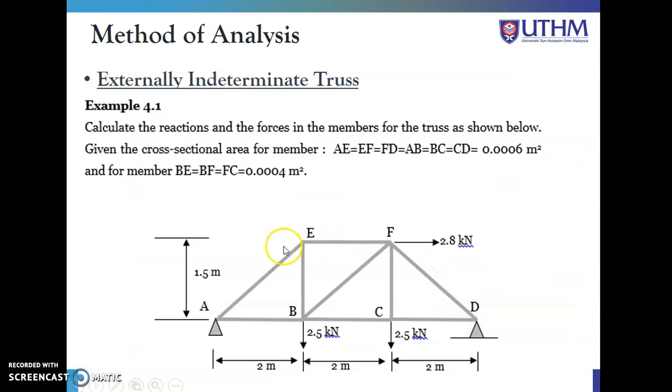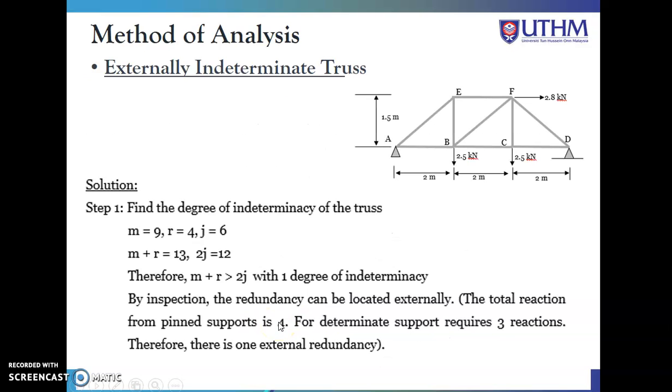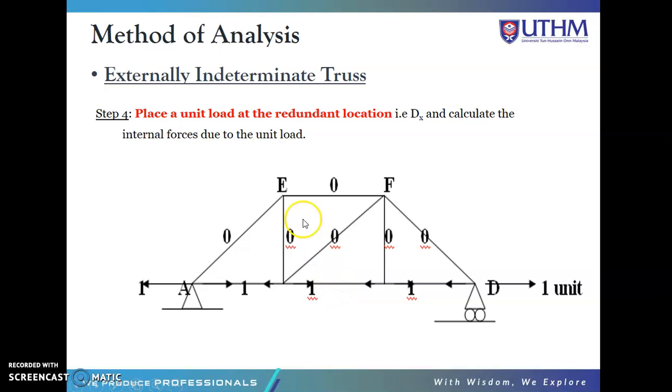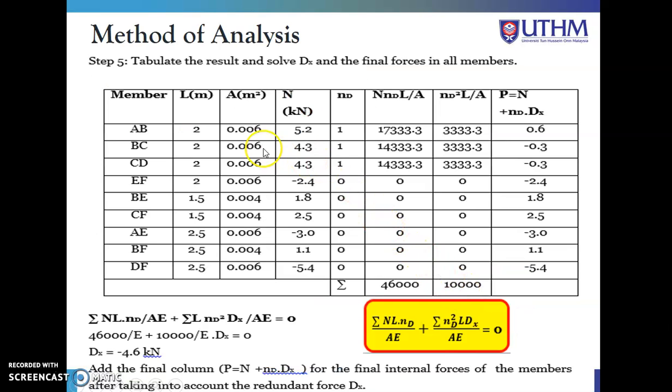Okay, for example in this case, kita dah calculate dia punya determinate. Okay, so step 2 kita removekan. Itu bila kita remove, dia jadi determinate. So kita kira macam biasa, like the previous chapter, and the sum. So kita replacekan one unit load dekat mana yang kita location redundant reaction itu. Okay, so kita boleh buat table like this, and we solve by using this expression.